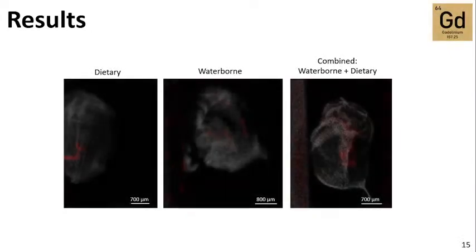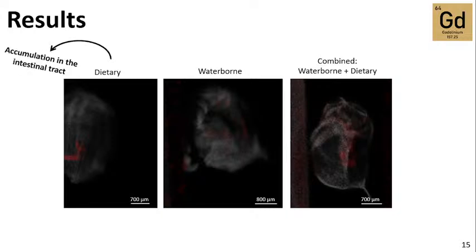Then we had the gadolinium. It's not really easy to see properly, but we see that for the dietary exposure, it's accumulating in the intestinal tract that you can see here. It's a little bit cut. For the waterborne exposure, it's much more diffuse, and that's also why it's not easily visualized here, because the limit of detection is much higher. I mean, it cannot detect such a small concentration of metal, but you can see it a little bit in the organism, which is here.